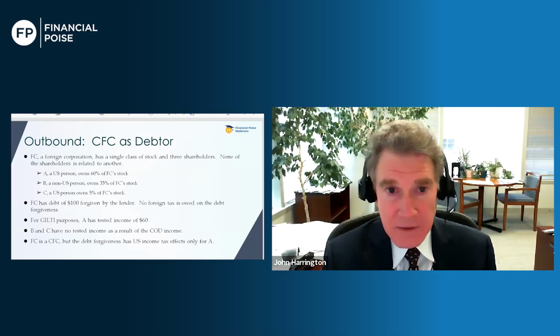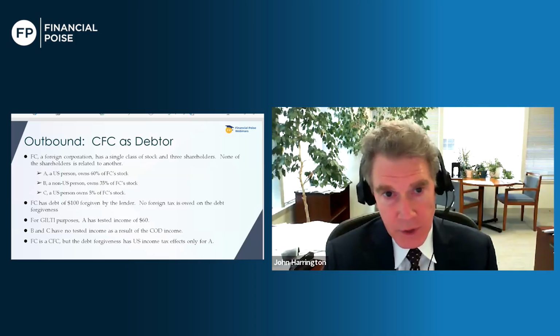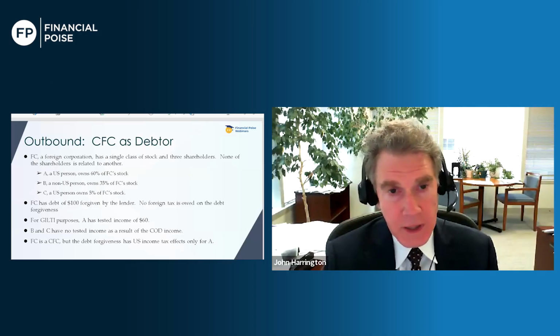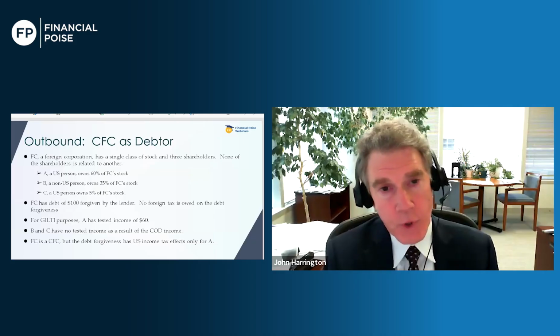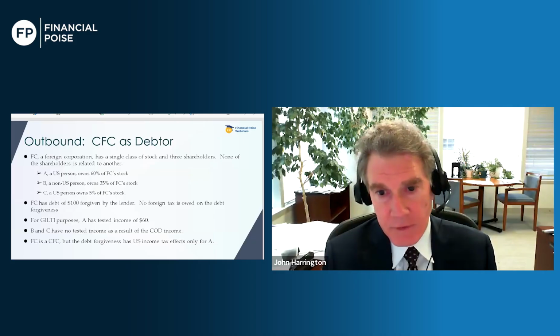$60 in this case. B and C don't have any inclusion because one is a foreign person and the other is below the threshold to be a United States shareholder under Section 951(b).